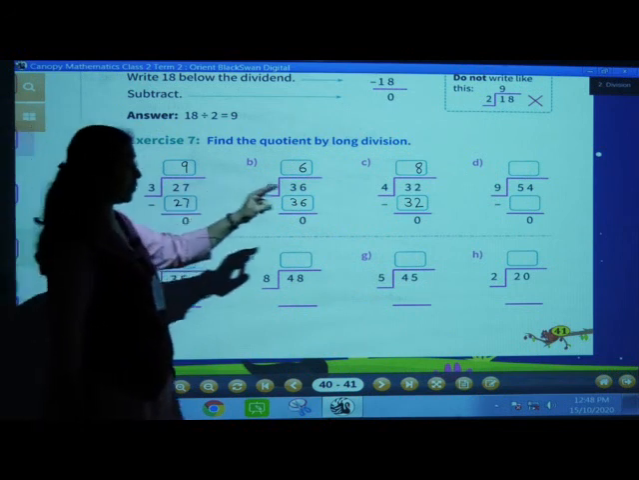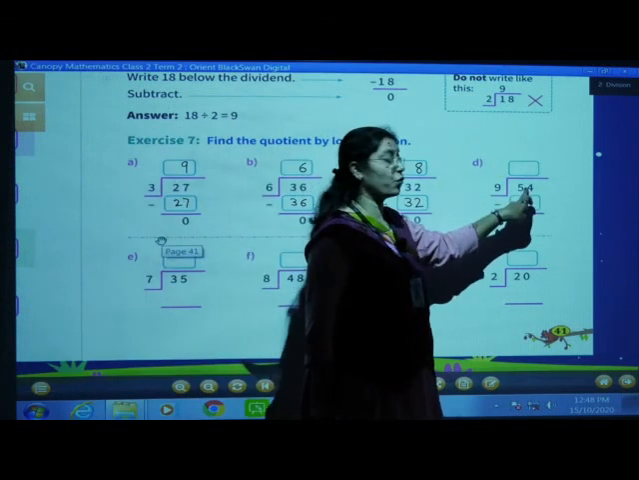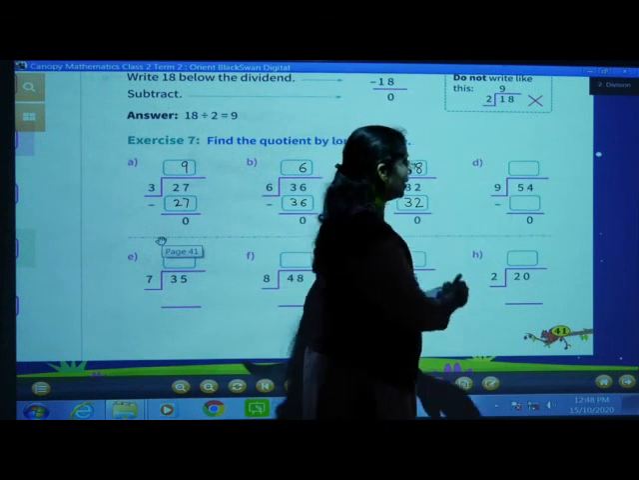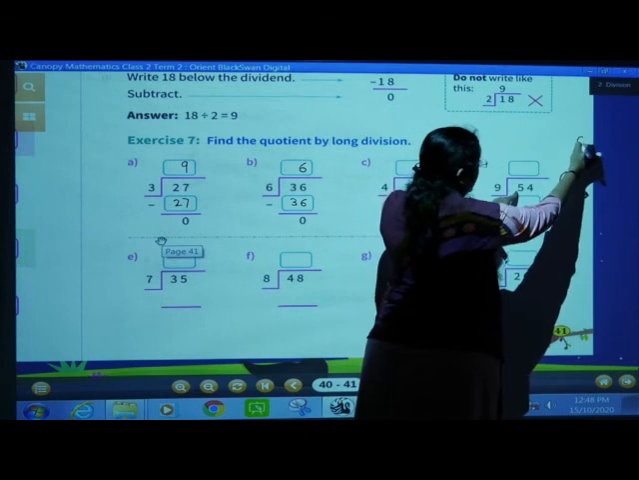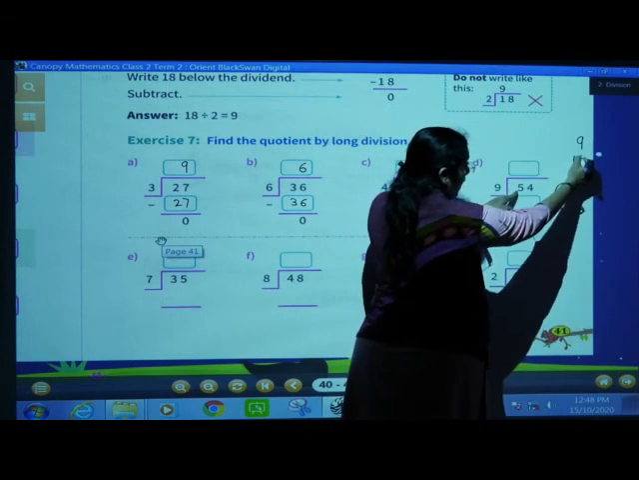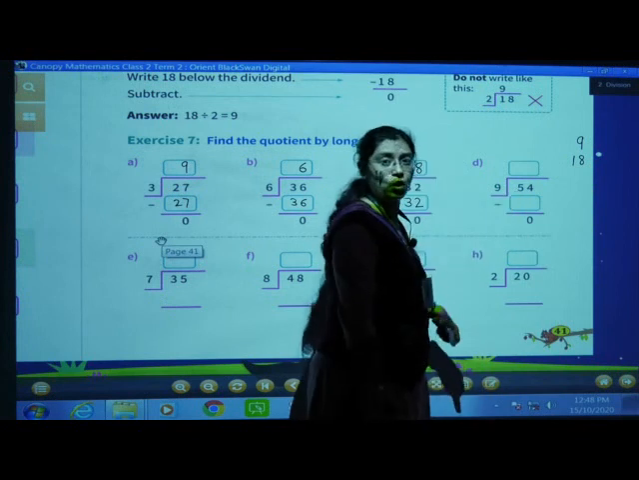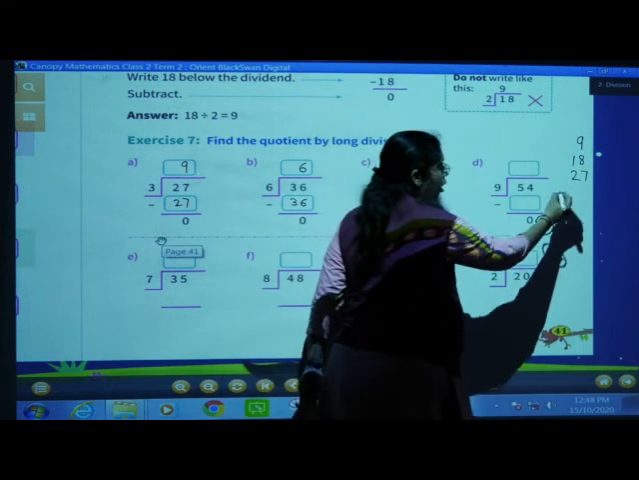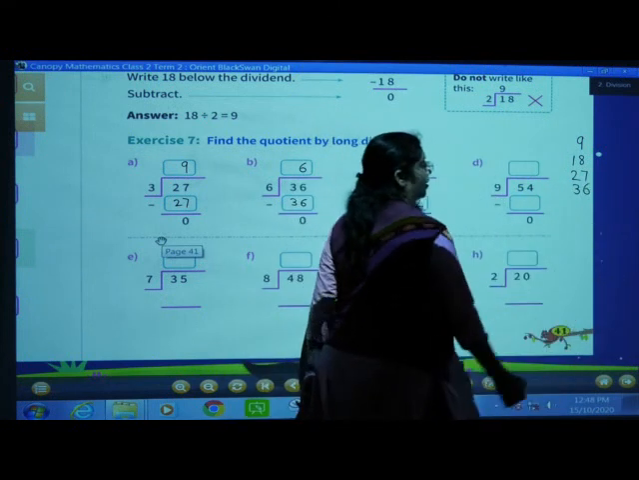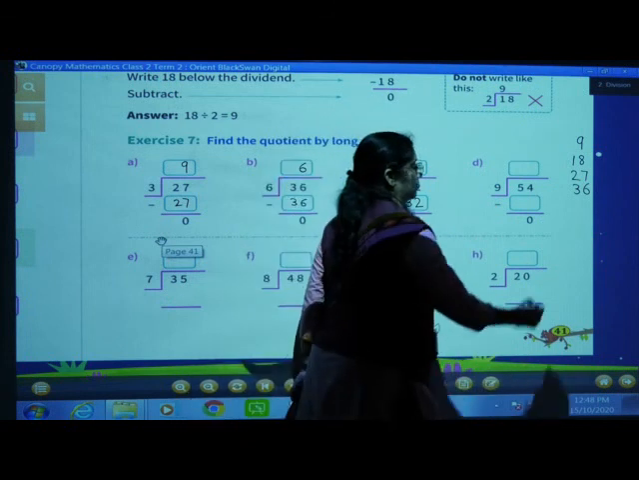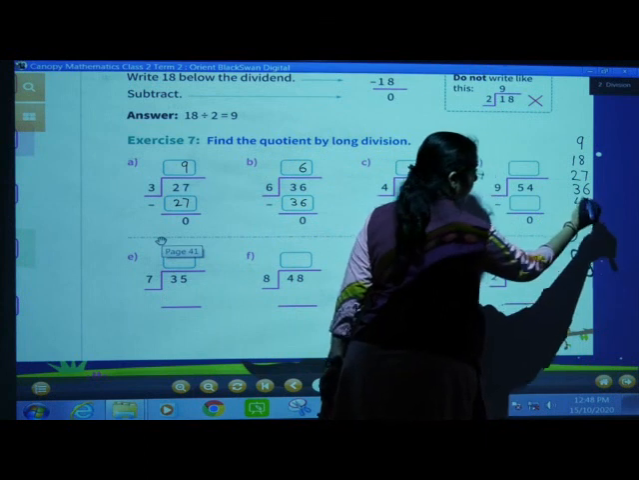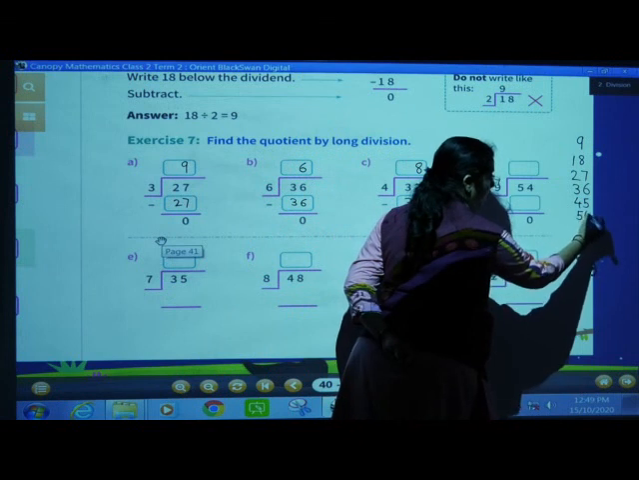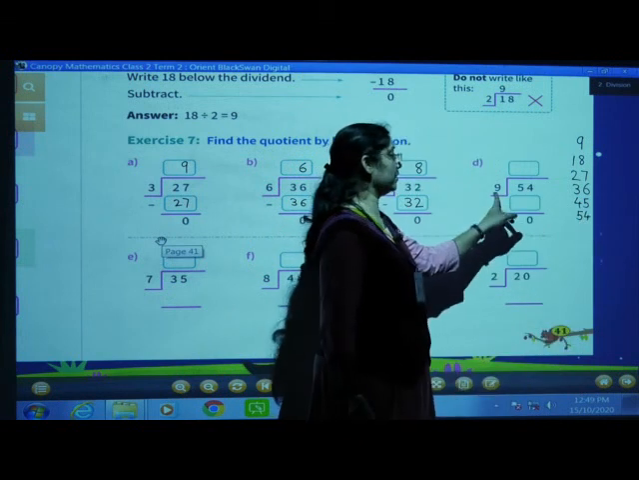Therefore, say the table of 9 till you reach 54. I will write here table of 9. 9 ones are 9, 9 twos are 18, 9 threes are 27, 9 fours are 36, 9 fives are 45, 9 sixes are 54.